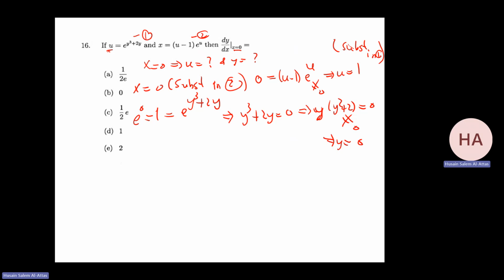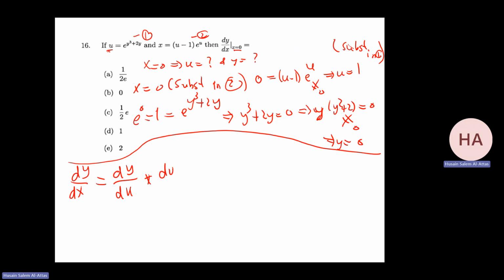Now let's go back to the derivative. I know that dy by dx is dy by du times du by dx. Okay, this is the relation which I will use. So find dy by du.